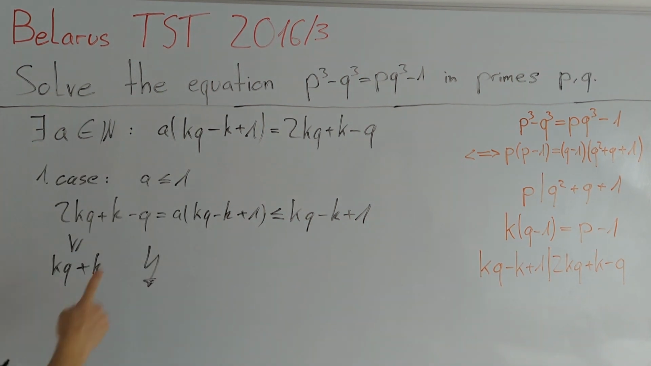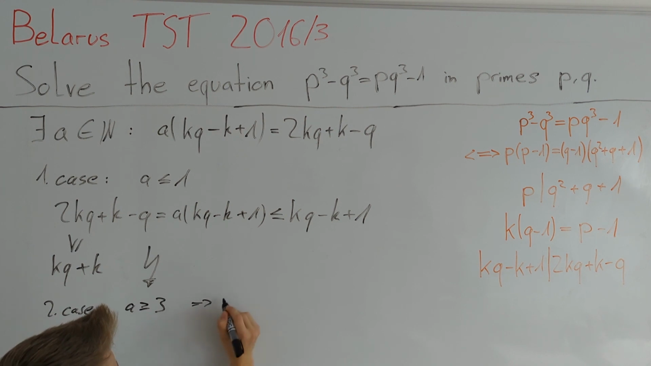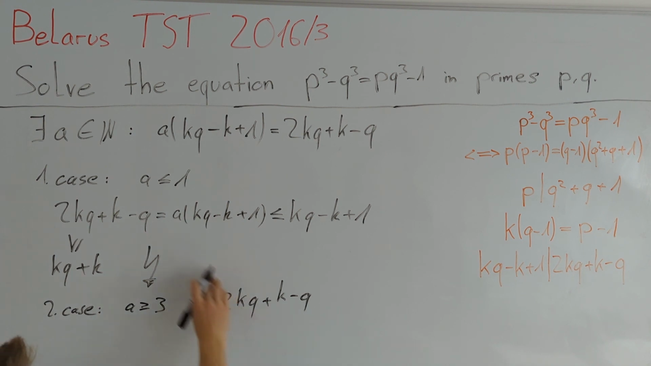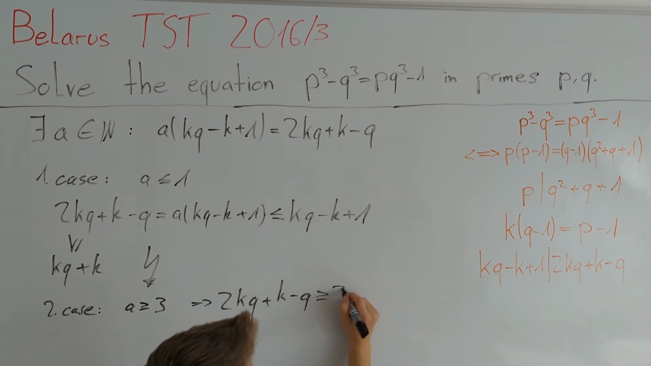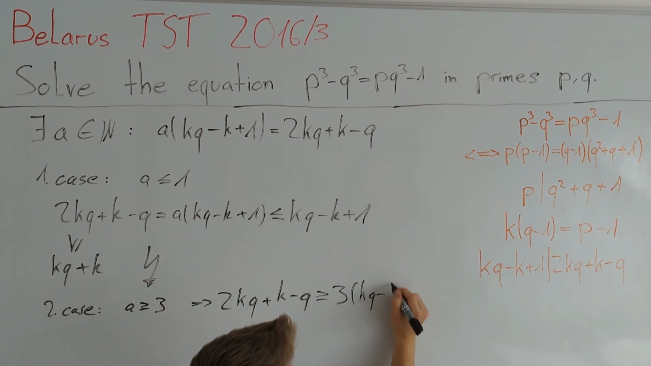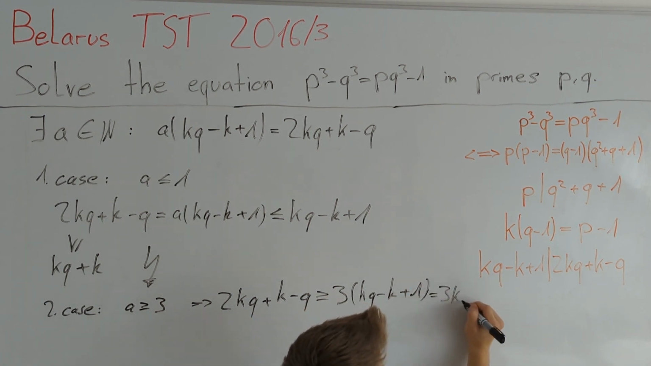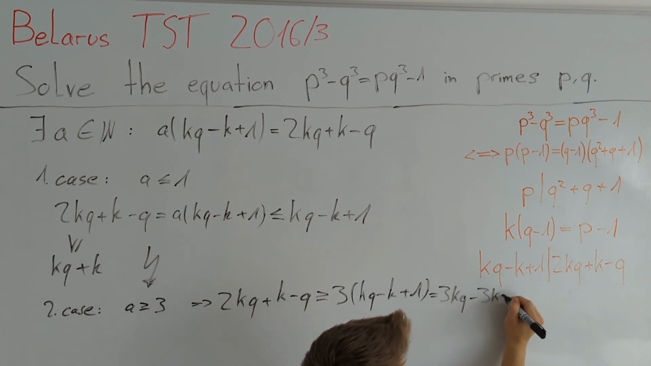The second case we want to consider now is that a is greater than 2, so we have that a is greater than or equal to 3. And here we use the same idea as in our first case, but this time we bound our equation the other way around, so we get that 2kq plus k minus q, which is again a times kq minus k plus 1, is this time greater than or equal to 3 times kq minus k plus 1, and this is equal to 3kq minus 3k plus 3.